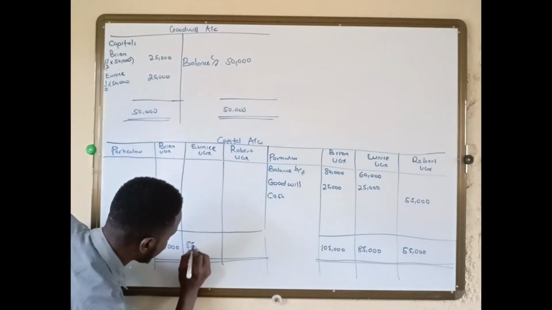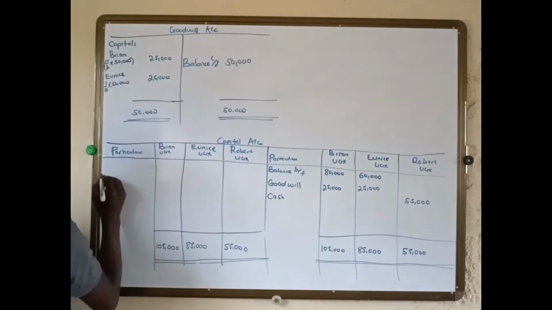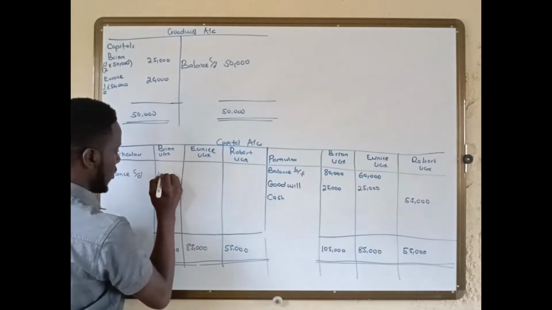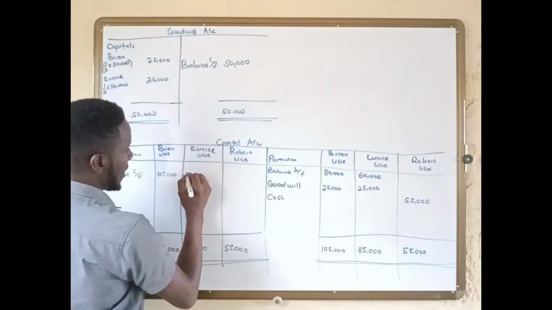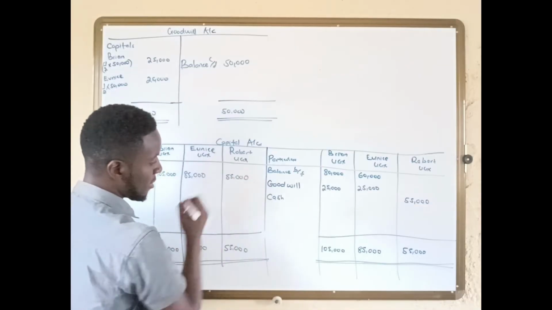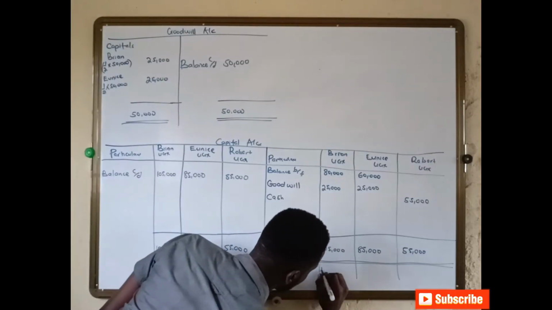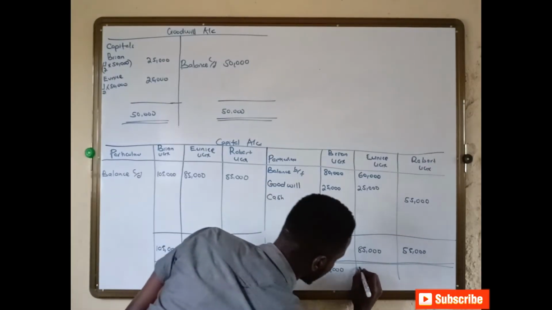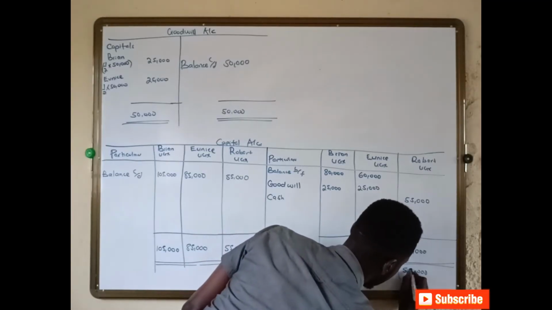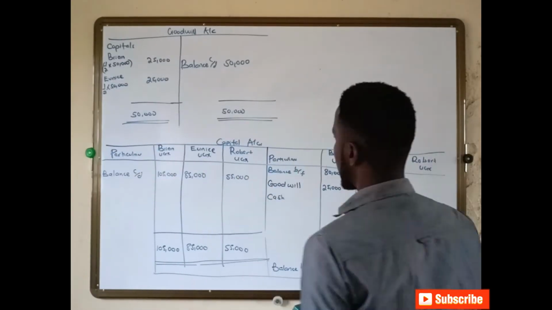Then we shall have 85,000, and we shall have 55,000. Therefore, our balance carried down will be 105,000. We shall have 85,000, and we shall have 55,000. And our balance brought down will be 105,000, 85,000 and 55,000. So we are done with our capital account.